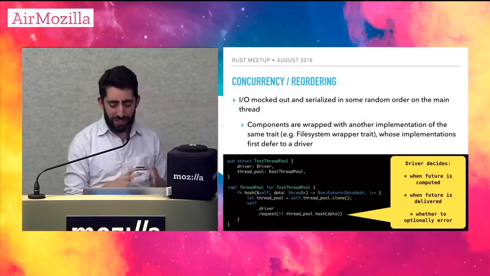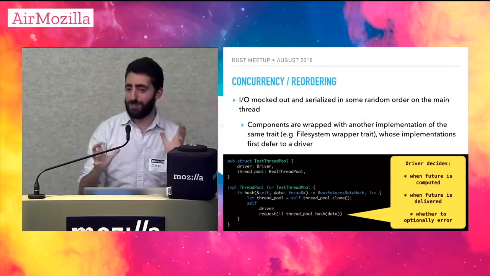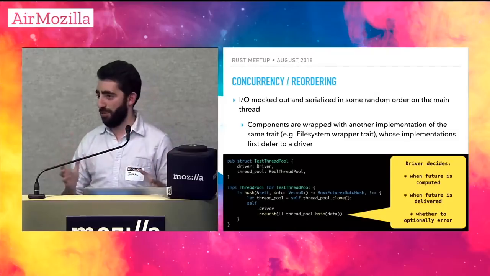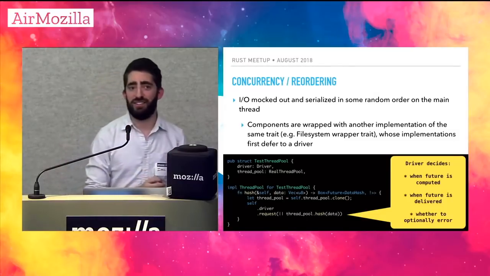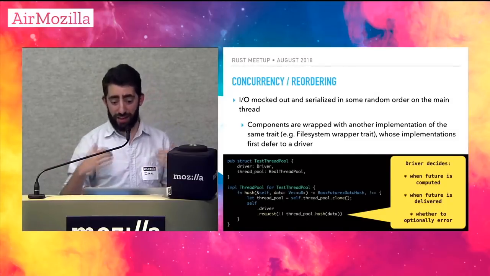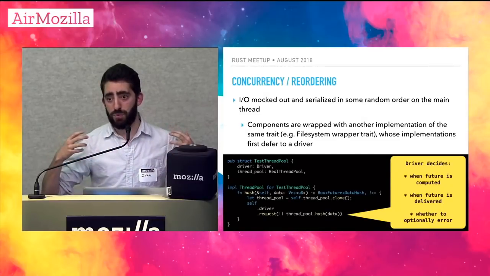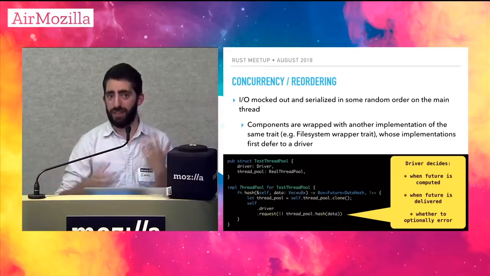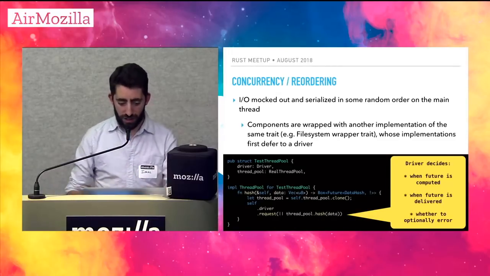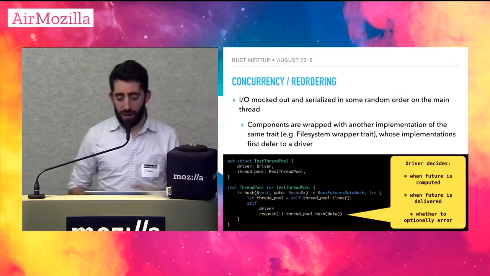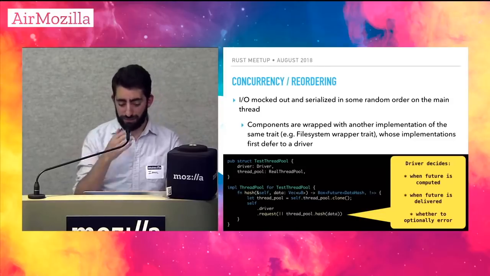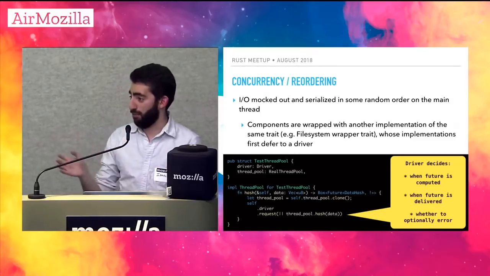Okay, so how do we do this first bit, this concurrency and reordering issue? How do we make sure that in all of the places where we yield, we are stressing the system in an appropriate manner? So what we do is all the I/O is mocked out, which lets us serialize it in some random order.